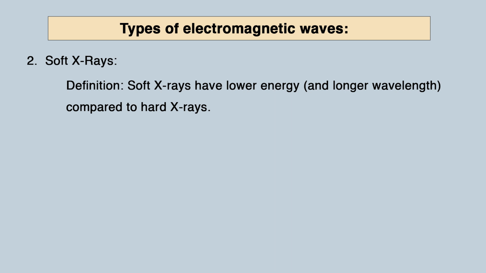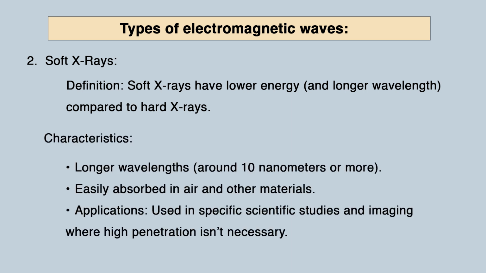Soft X-rays. Soft X-rays have lower energy compared to hard X-rays. They have a longer wavelength. They have some characteristics also. Longer wavelength, around 10 nanometers or more, easily absorbed in air and other material. They are used in specific scientific studies and imaging where high penetration is not necessary.